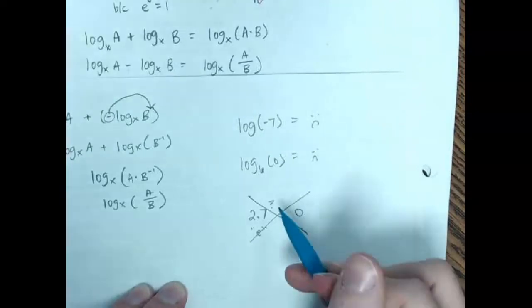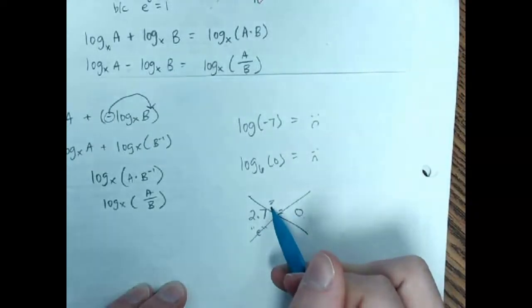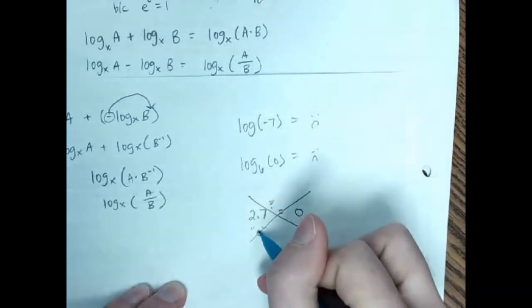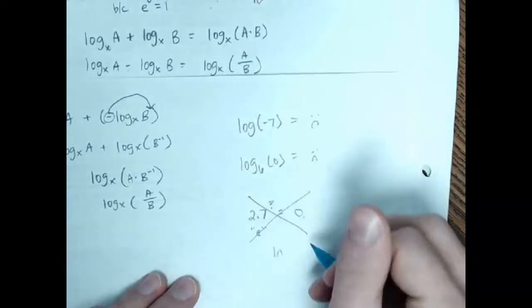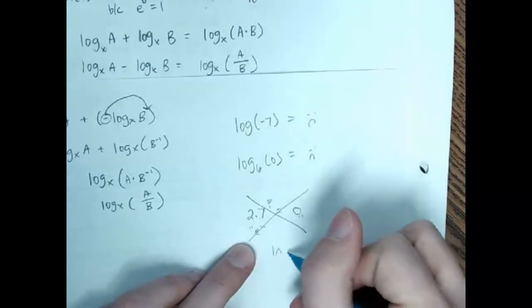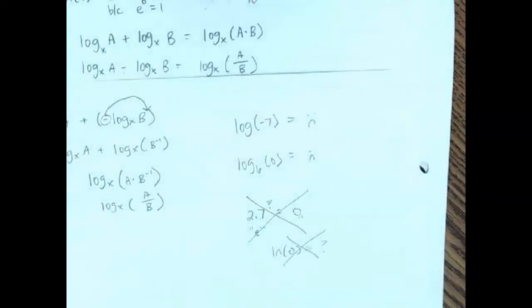And since there's no exponent that you could raise e to that gives you 0, that's why you can't have log base e of 0. You'd have e to the 0 power equal to this, or log base e of 0. Since there's no exponent that makes that true, there's also no value that's going to make the log of 0 true, right? So it just doesn't make sense.